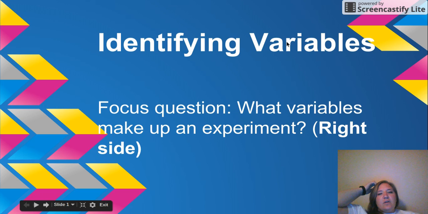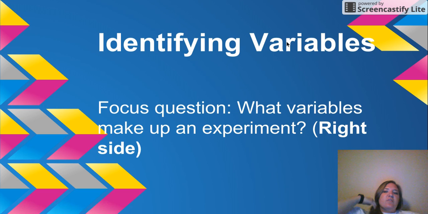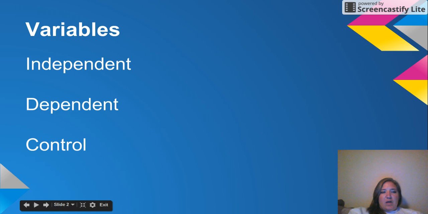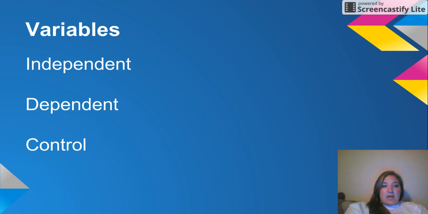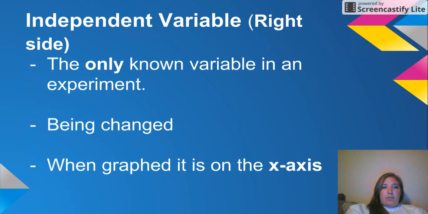Okay, so today we're going to talk about identifying variables. Our focus question is going to be: what variables make up an experiment? There are three different types of variables that we can have in an experiment: the independent, the dependent, and the control variable.